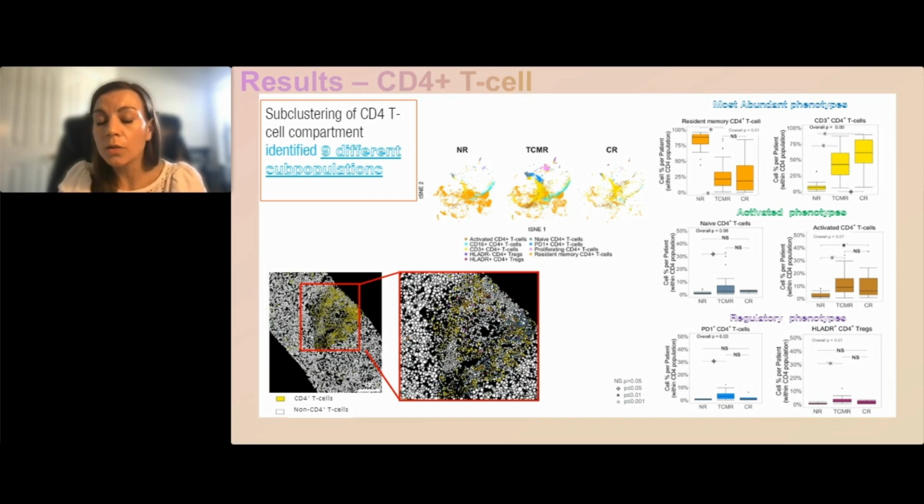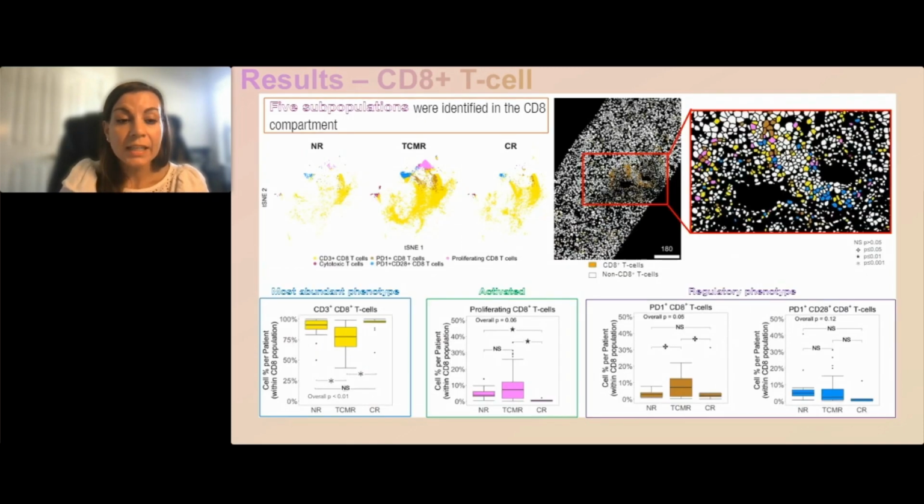Additionally, we saw that there were differences in two activated phenotypes, naive CD4 T-cell and activated CD4 T-cell, and finally, difference in distribution in two regulatory phenotypes, a PD-1 positive CD4 T-cell subpopulation and a Treg subpopulation that had a high expression of HLA-DR. By subclustering the CD8 compartment, we identified 5 subpopulations.